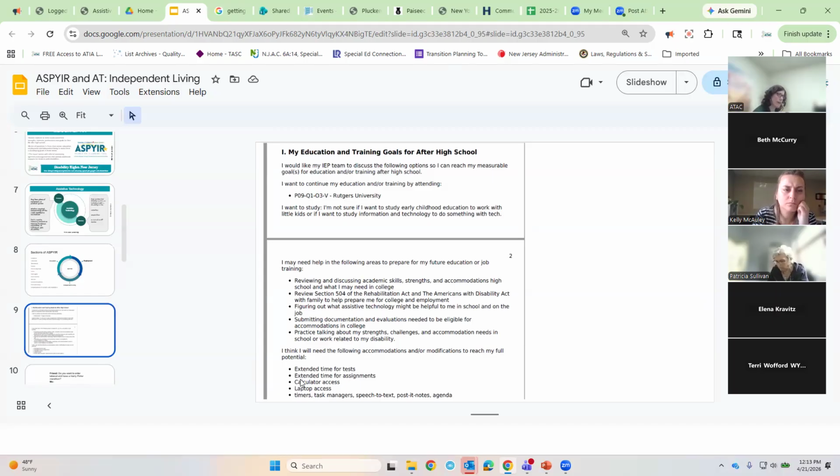And this person is listing extended time for tests, extended time for assignments, calculator access, laptop access, timers, task managers, speech to text, post-it notes, and an agenda. I would like you all to write in the chat, based on the last couple bullets, what are some places in life where we might need something like a calculator, a laptop, and/or any of these organizational devices at the bottom here.